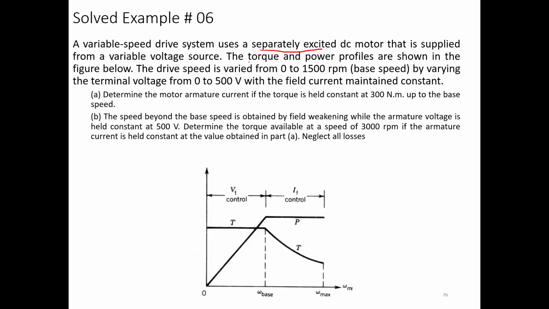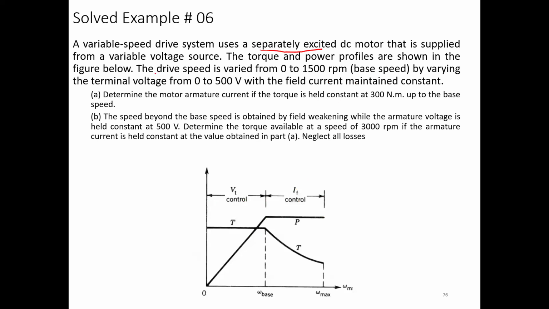He mentioned here, guys, the torque and the power profiles are shown in the figure below. So this is the Ward-Leonard technique that we mentioned before. For the Ward-Leonard technique, we have voltage control and field control. The voltage control stage is going to be at constant torque operation, and the field control is going to be at constant power operation in order to avoid overloading our machine.